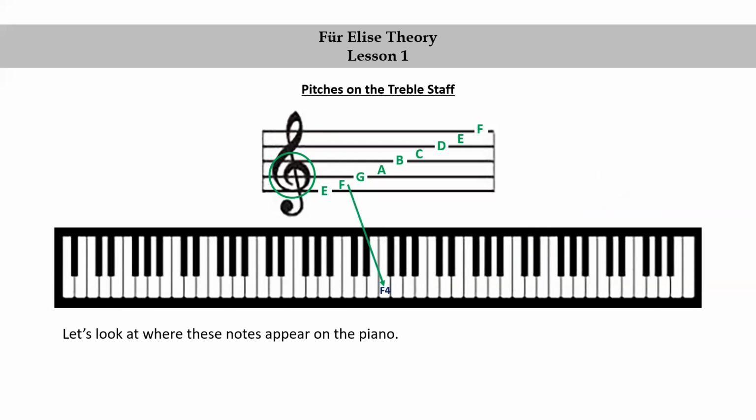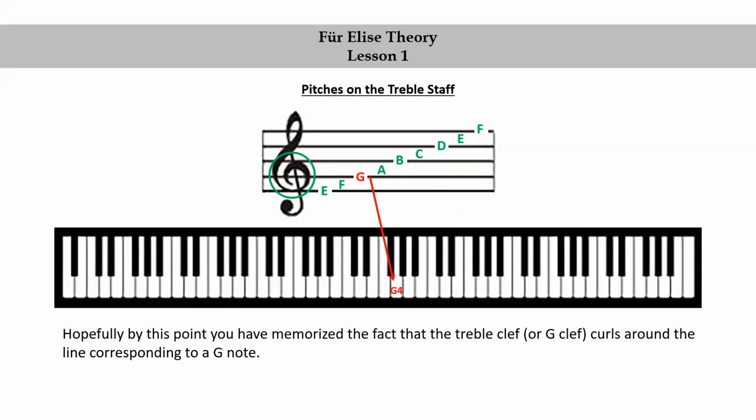Okay, so F4 is the white key that appears directly to the left of G4, and that corresponds to the space directly below the G line on the treble staff. Then going to the left again, we have E4, and on the treble staff, we go down 1. Now starting from the E4, as we go up the staff, we go right along the keyboard. So we have E4, F4, G4, A4, B4, C5. Remember that a new octave always starts at C, D5, E5, and F5.